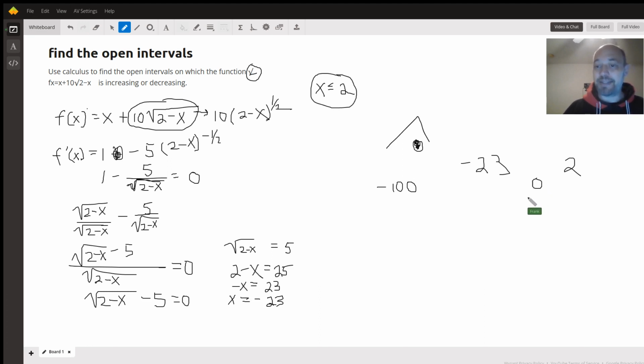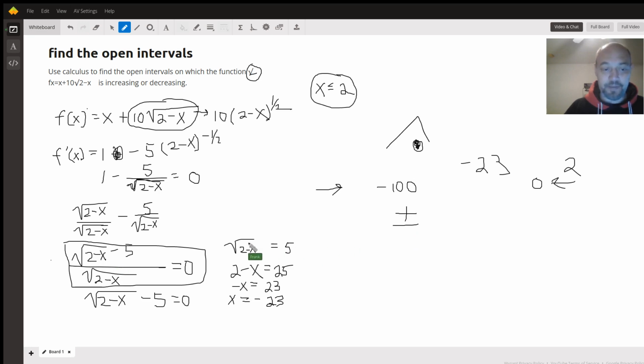And again, if it's positive, if the first derivative, which we set to 0 here, but I'm just using that first derivative, square root of 2 minus x minus 5 over square root of 2 minus x. That's the first derivative that I'll be plugging these numbers into, negative 100 and 0. So let's put negative 100 in there. 2 minus negative 100 is 2 plus 100 is 102. The square root of 102 is a little bit bigger than 10. Minus 5, that's positive. All I have to worry about is it's positive or negative.